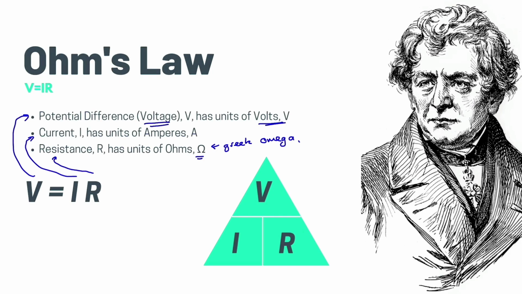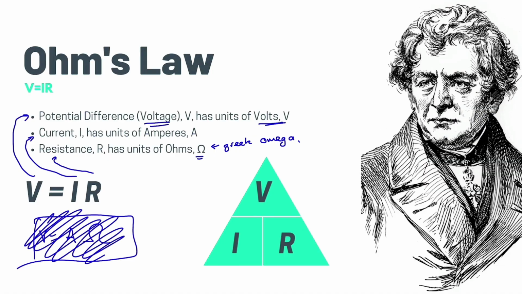Practice drawing that if you like. You need to know this formula and you need to remember the units for it. Please, can I just note that it is not acceptable to write V equals A like that. That is not your formula, okay? That is your units. You cannot write a formula in terms of units. Your formula should always be V equals IR.